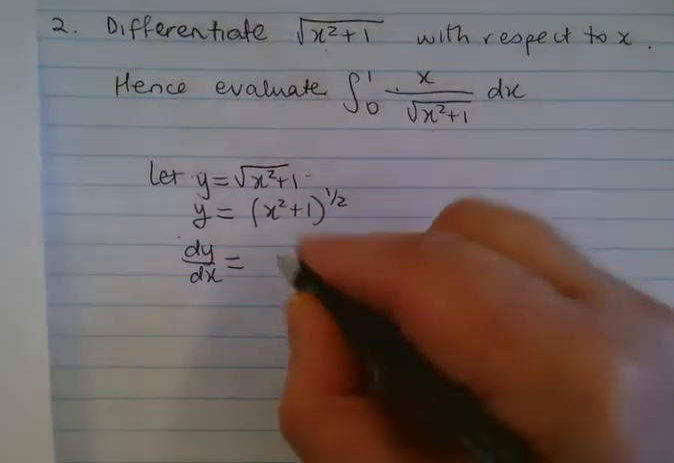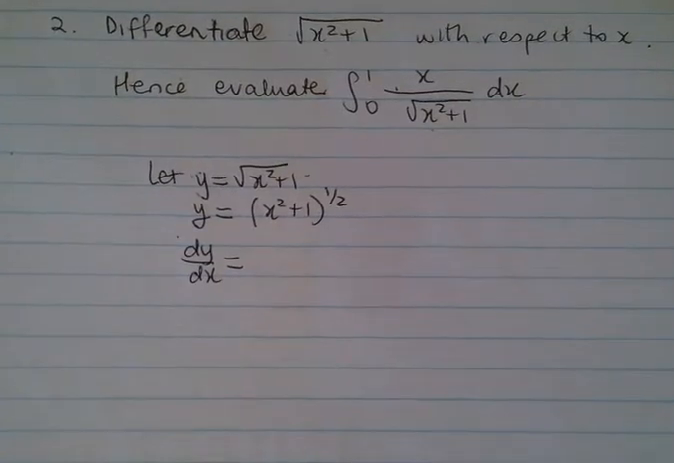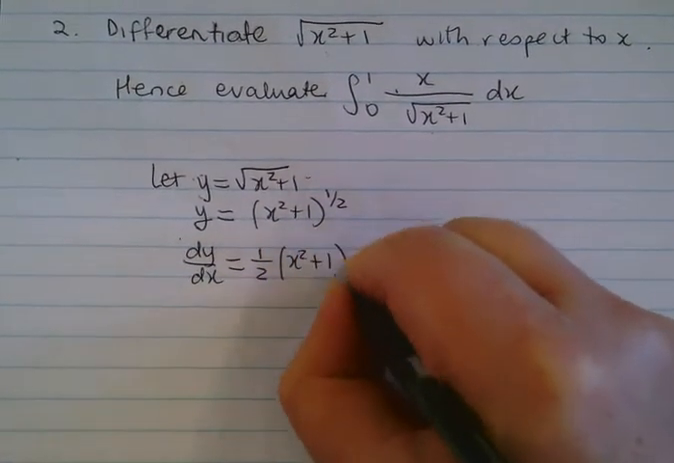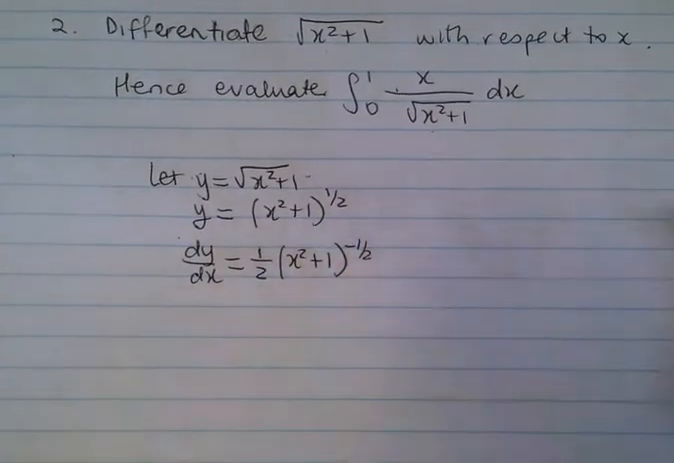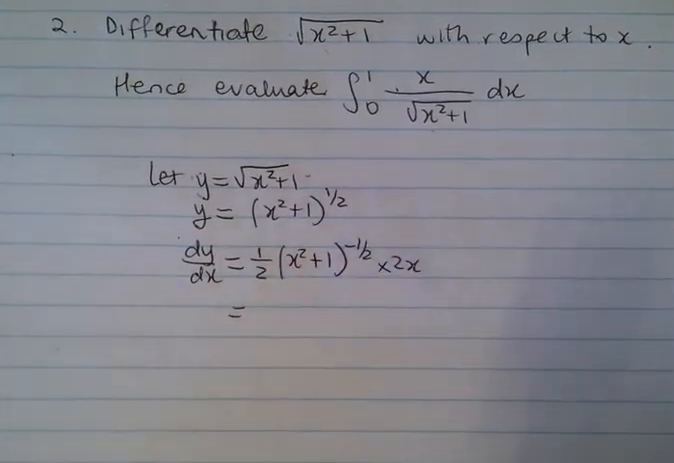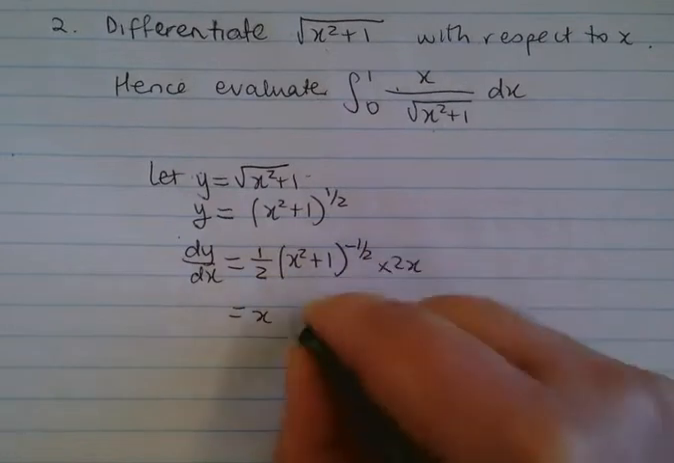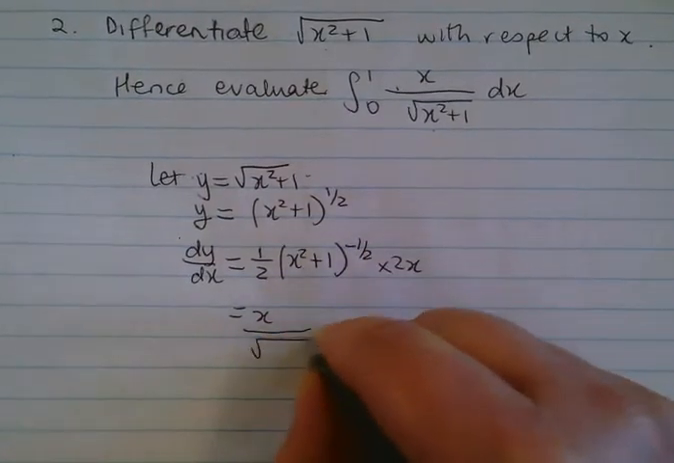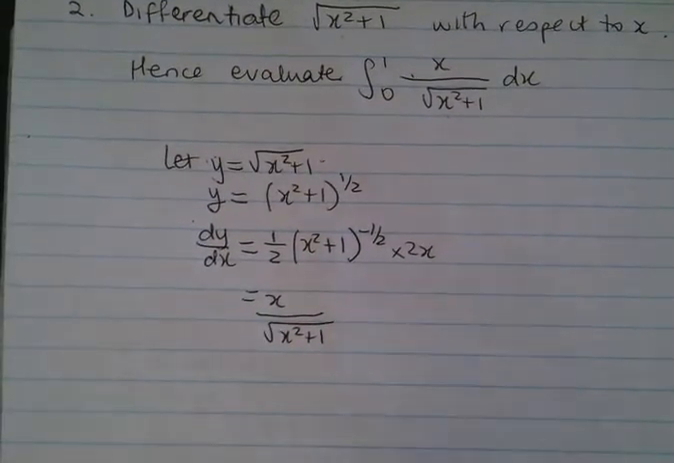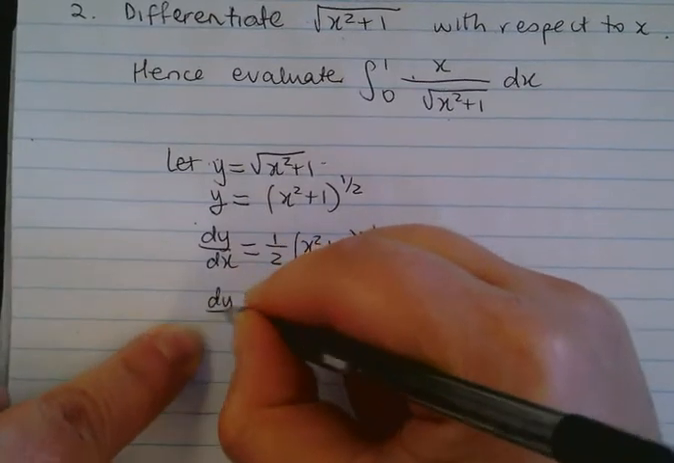What do you get when you differentiate? So when we differentiate, we get a half times x squared plus 1 to the power of negative a half. What else do I do? Times 2x, no plus c for differentiating, which is x times that, which is x over the square root of x squared plus 1. Are you okay with that? So that means if you differentiate y, dy dx is this.